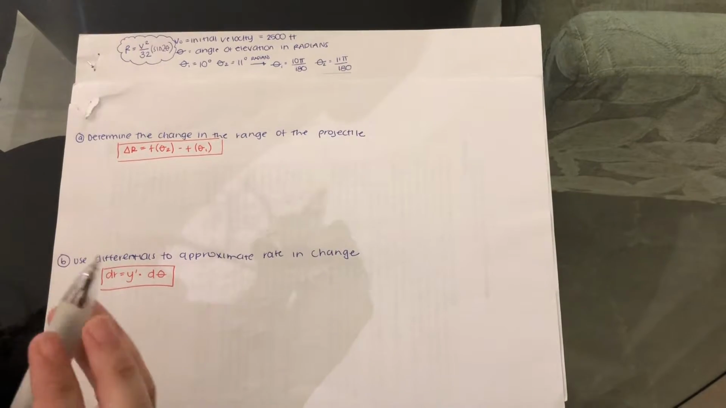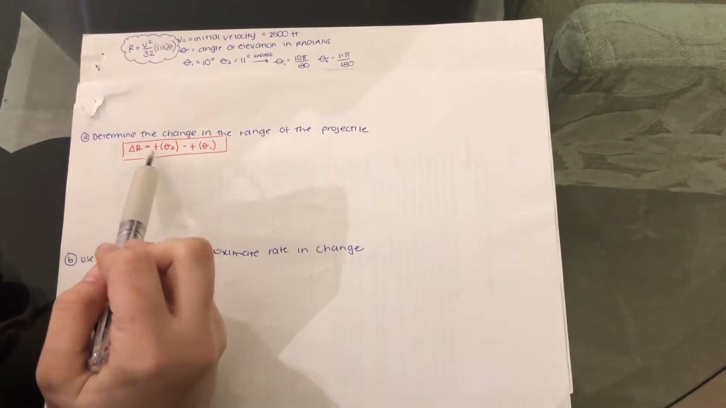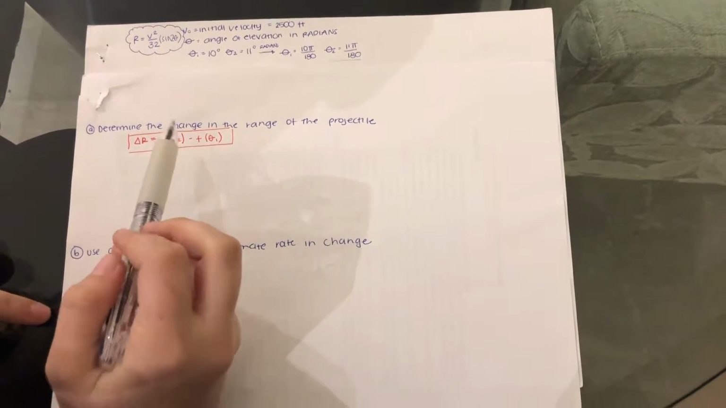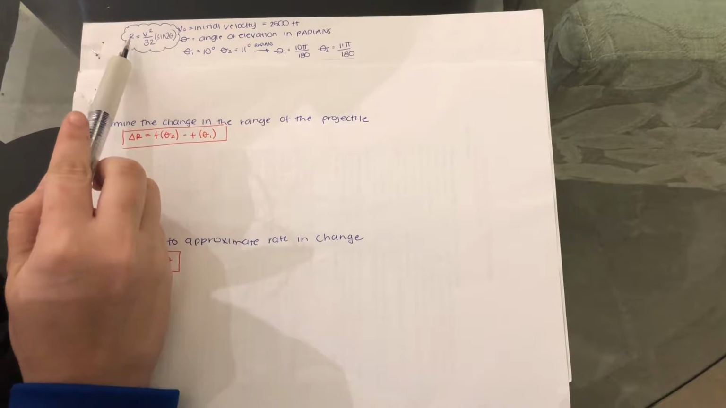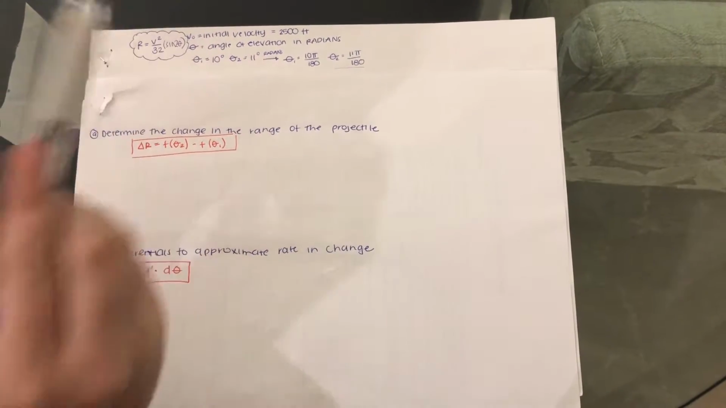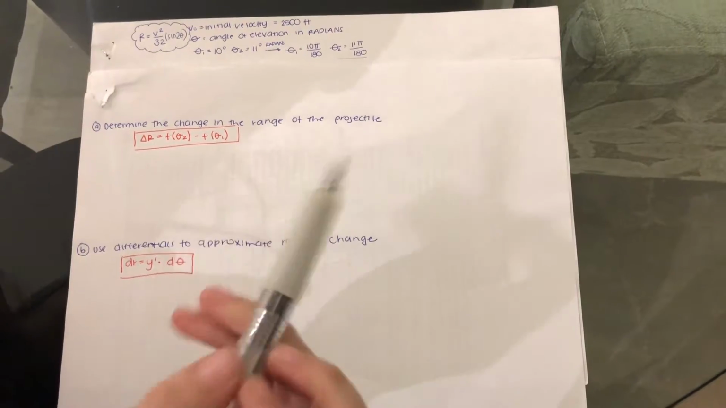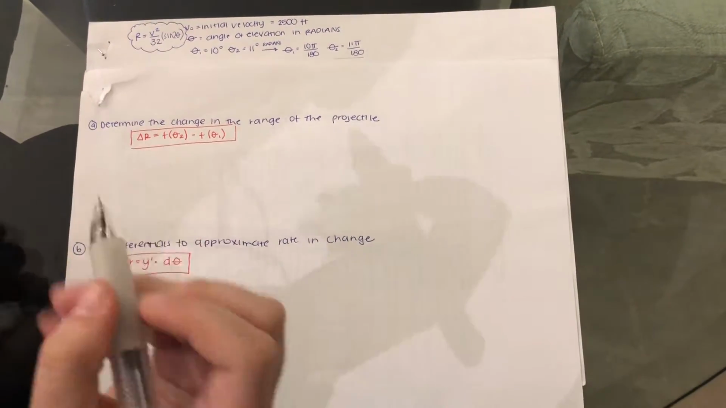Hello, I'm gonna show you how to do problem number 3. Number 8 tells us to determine the change in the range of a projectile. We have this formula that we know that we use for change, and the formula that they're giving us for that projectile is R equals v squared over 32 sine 2 delta. So what we're going to do is plug in all of our values from this equation into this one.